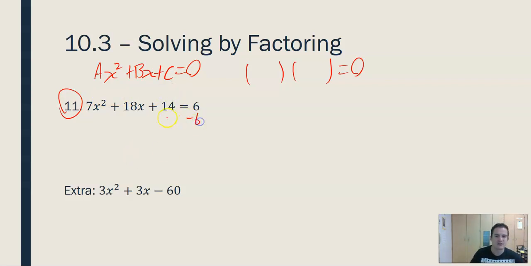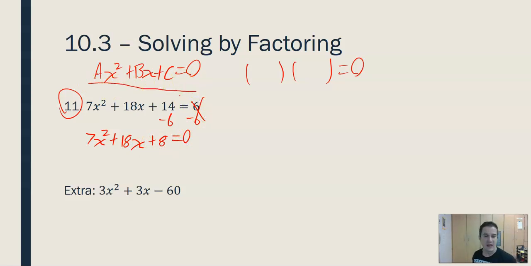So first I'm going to subtract 6 on both sides so I can get everything on the left. 14 minus 6 is 8. All set equal to 0, because now it's in this form right here. Okay, so now I want to factor this expression. Remember, Unit 9 was all about factoring. I'm going to go ahead and multiply a and c together, which is 56. I need to find 2 numbers that multiply to make 56 that add up to 18. Well, let's see. I have 1 and 56. I have 2 and 28.